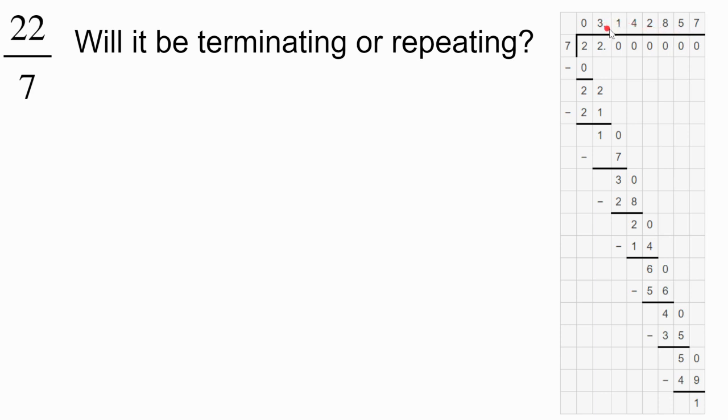So this will be 3.142857, 142,857, 142,857. You'll do that forever and ever and ever.